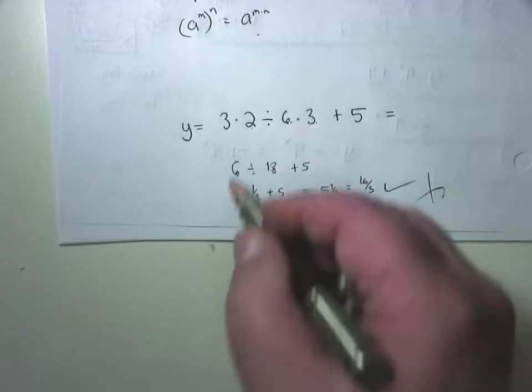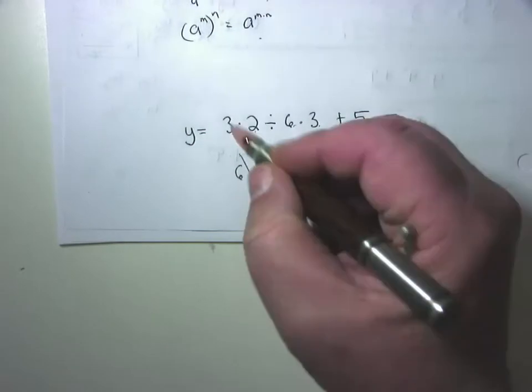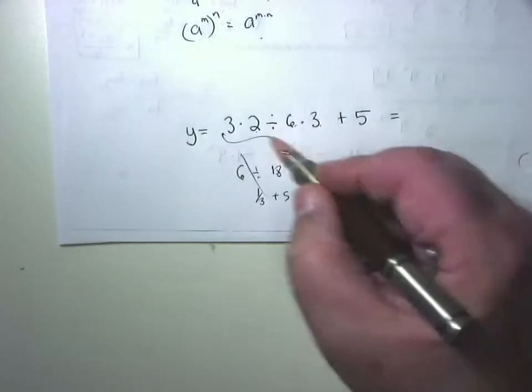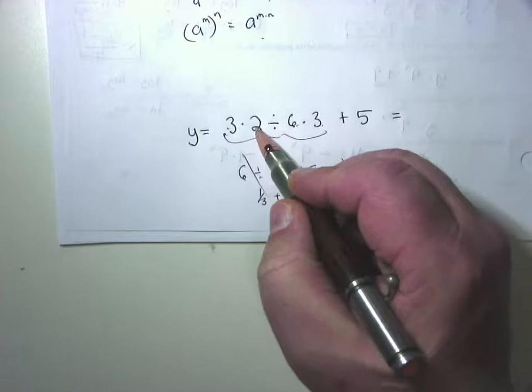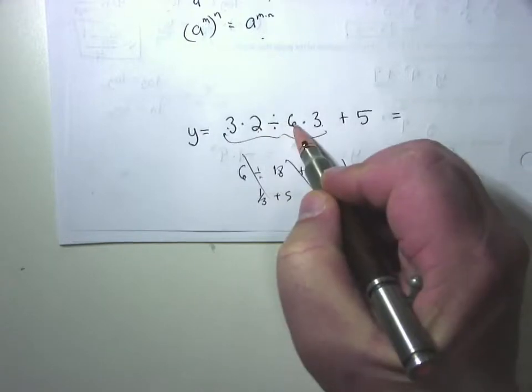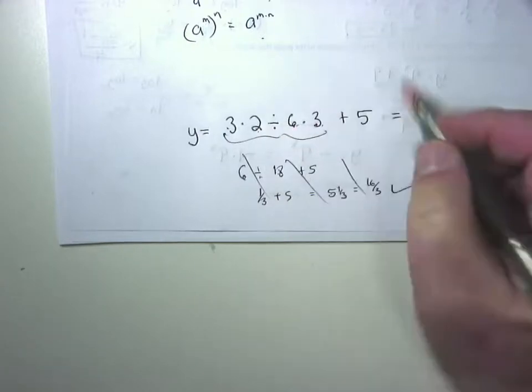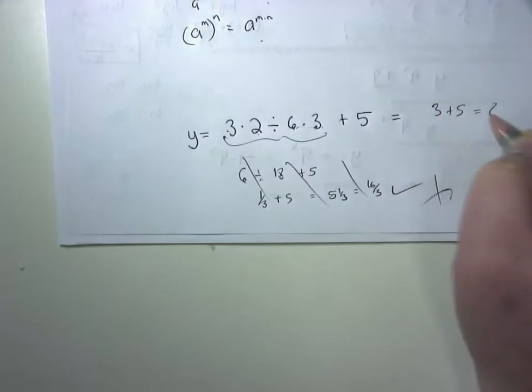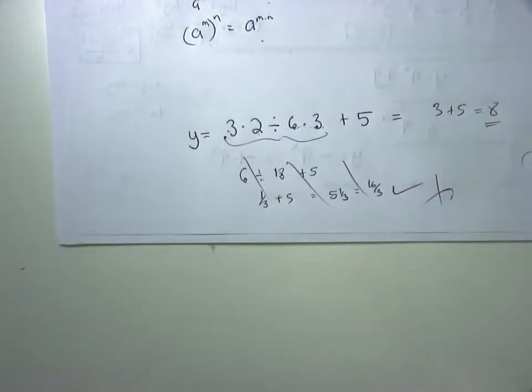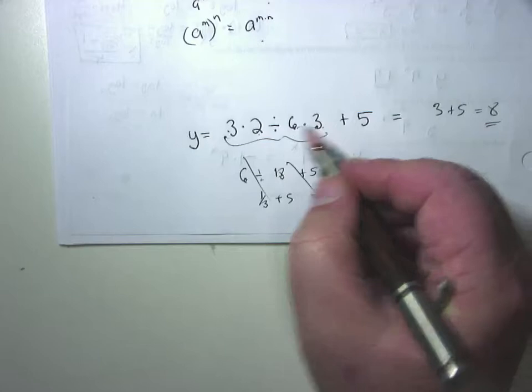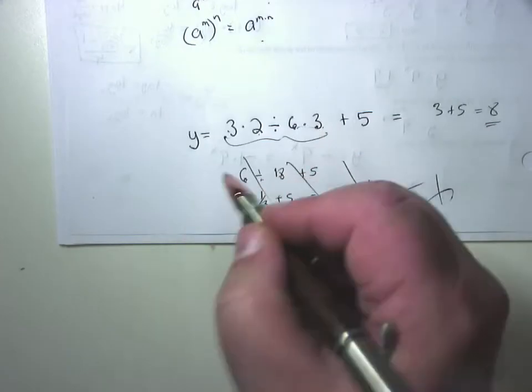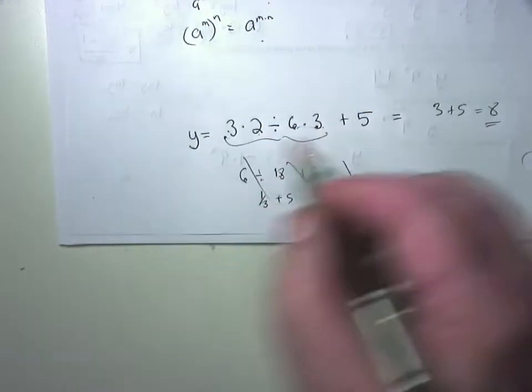This is actually wrong. The real answer is this. You run it from left to right in a string. What's 3 times 2? 6. Divided by 6? 1. Times 3? That's 3, plus 5. The actual answer is 8. You run it from left to right. Multiplication does not have priority over division. You just run it from left to right.